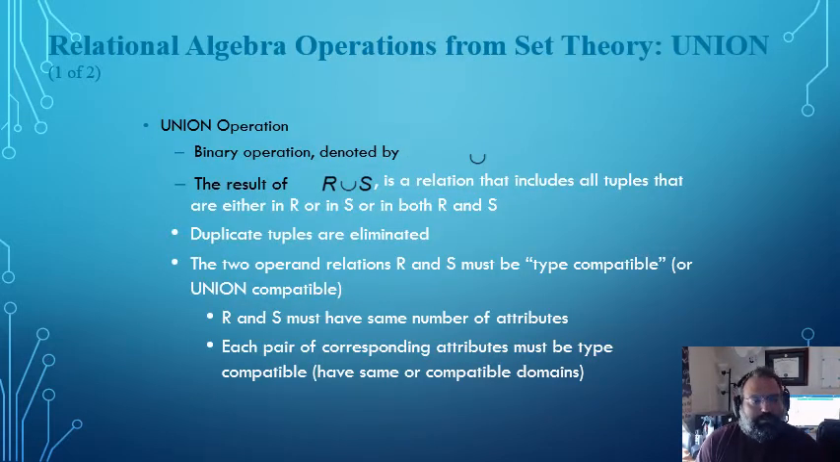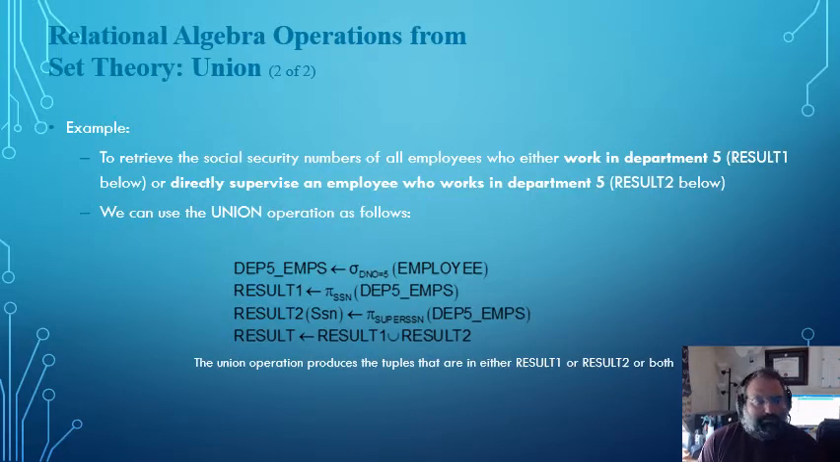The union operation is essentially a binary operator denoted by the union sign. The result of R union S is a relation that includes all the tuples that are in either R or S or both. Duplicate tuples are eliminated. The two operand relations R and S must be type compatible, or union compatible, for the union operation to work. R and S must have the same number of attributes. Each pair of corresponding attributes must be type compatible, with the same or comparable domains.